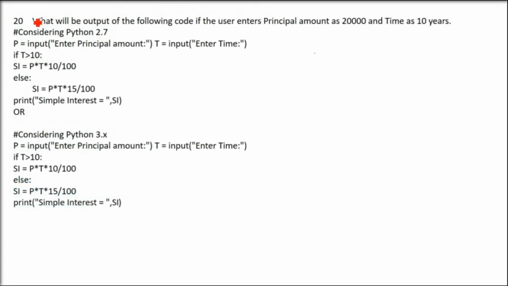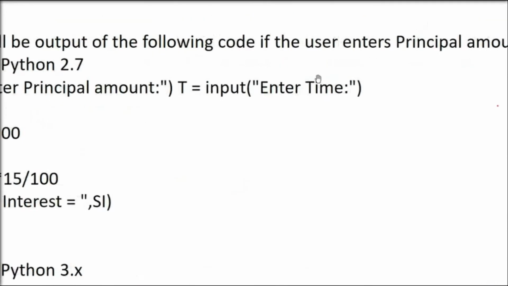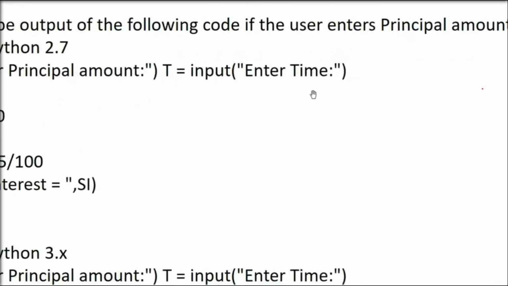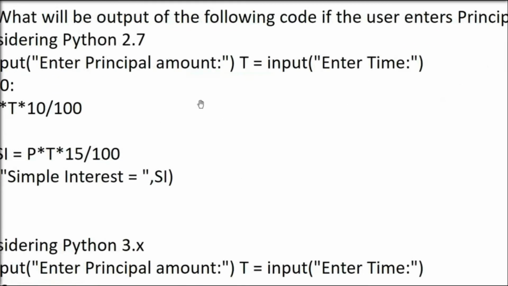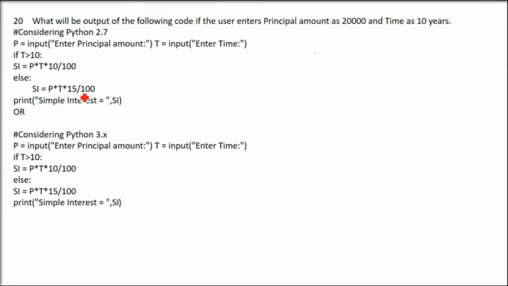What will be the output of the following code? If the user enters the principal amount as 20,000 and the time as 10 years. Now, there are 2 things the user needs to enter: principal amount and time. 20,000 is the principal amount, time is 10 years. If t is greater than 10, what will it do? It's going to check if 10 is greater than 10. 10 cannot be greater than 10. 10 is equal to 10, but 10 is not greater than 10.